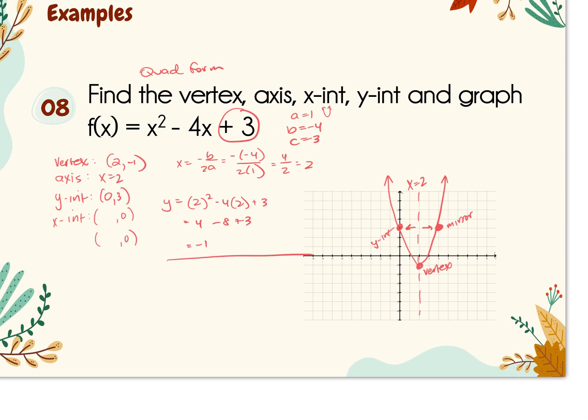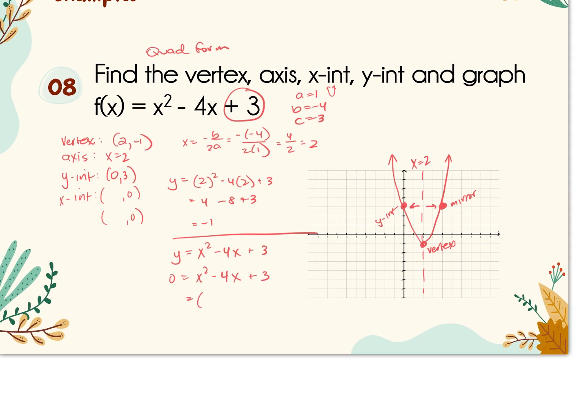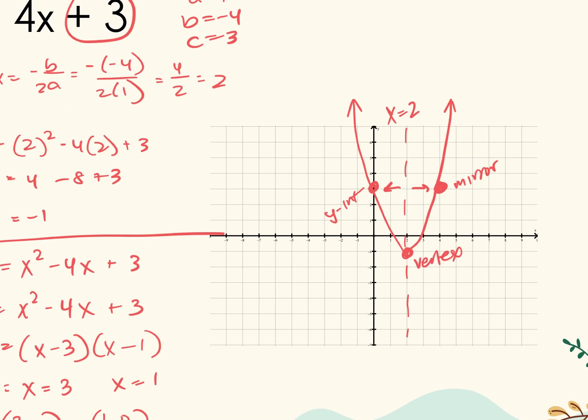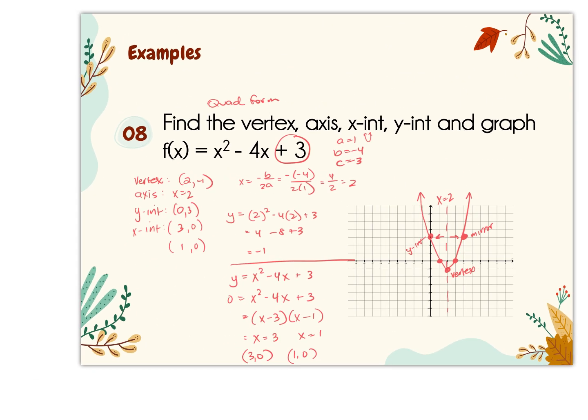Probably not 100% accurate. So again, I go back to the original equation in quadratic form, and I'm going to set it equal to 0. So when y is 0, what is the x value? And again, thank goodness, this is factorable. (x minus 3)(x minus 1). So x equals 3 and x equals 1. So my ordered pairs are (3, 0) and (1, 0). Those are my x-intercepts as ordered pairs. So my graph is supposed to go through (3, 0) and (1, 0). Not too bad. And so again, perfect graph.